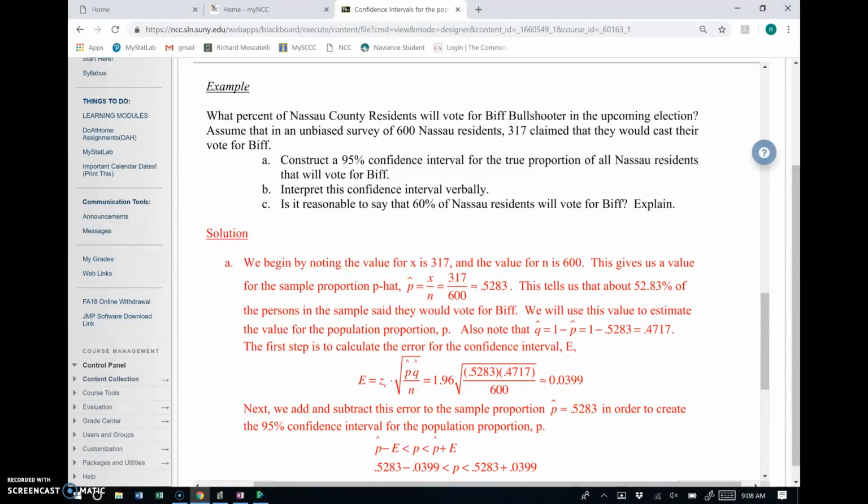where the information given to you is summary statistics. In other words, someone ran out and grabbed a bunch of data, asked these people a question, and all we're reporting in the question is how many people we've asked and how many people said yes to our question. All right, so let's give a look. It says, what percent of Nassau County residents will vote for Biff in the upcoming election? Assume that in an unbiased survey of 600 Nassau residents, 317 claimed they would cast their vote for Biff.